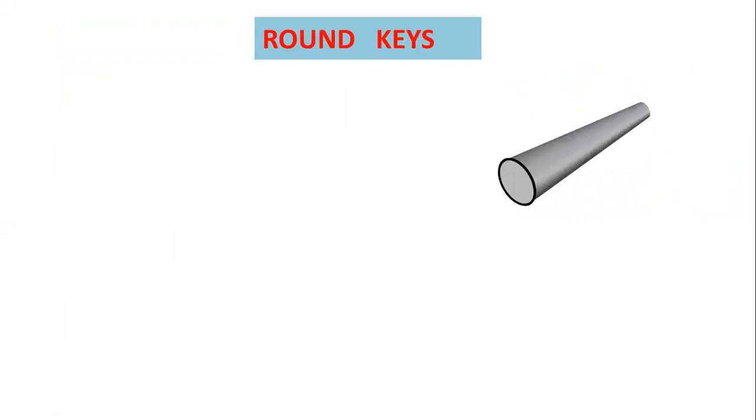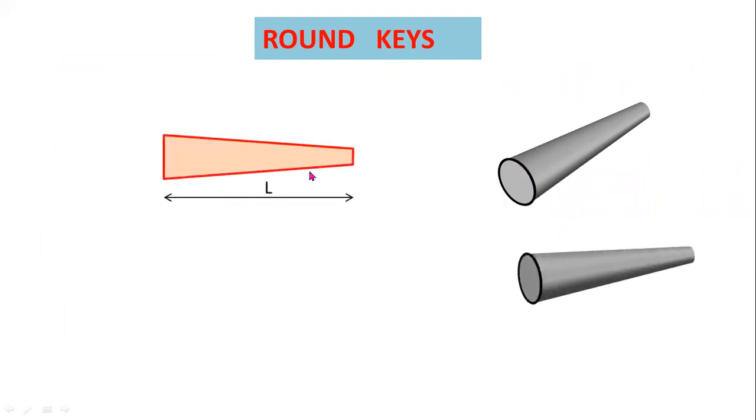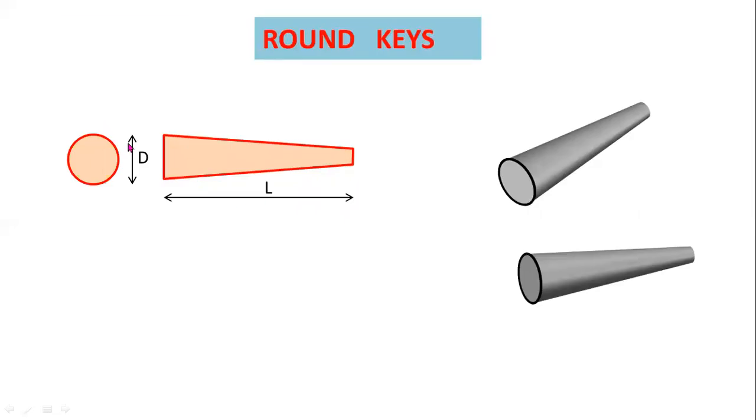Another key is a round key. Here the cross section is circular. So this is the front view of the key. L is the length of the key. Here you can observe this side, this key having a larger cross section. In this side, this key having smaller cross section. This is the side view of this key. D is the diameter of the key.